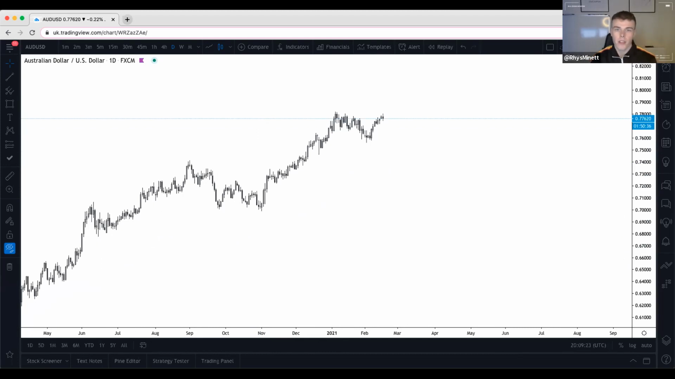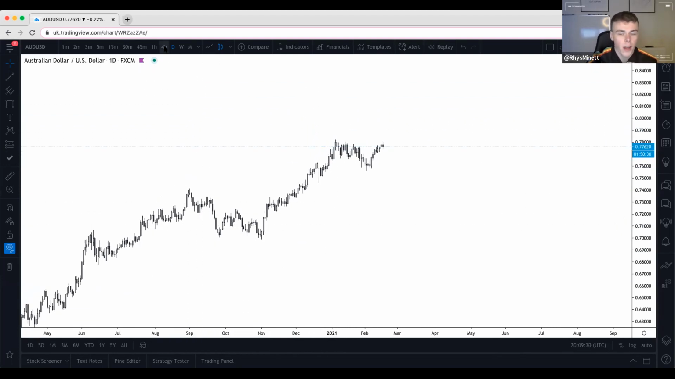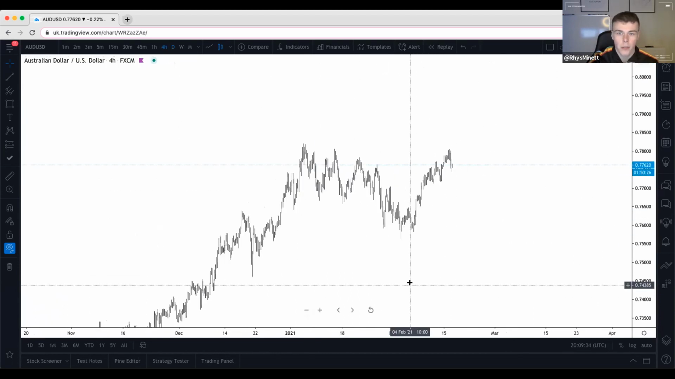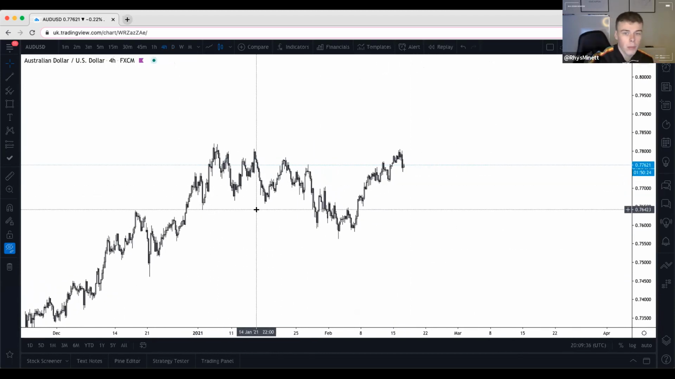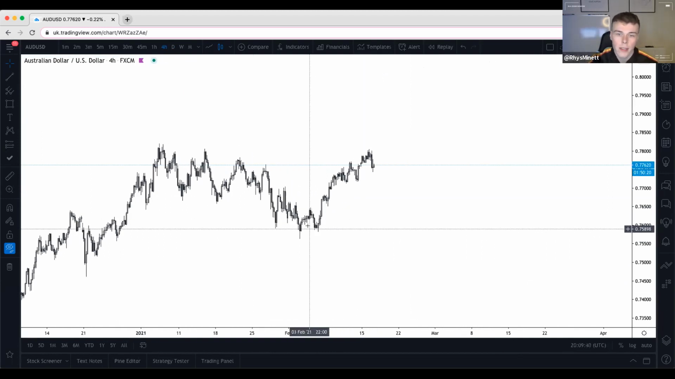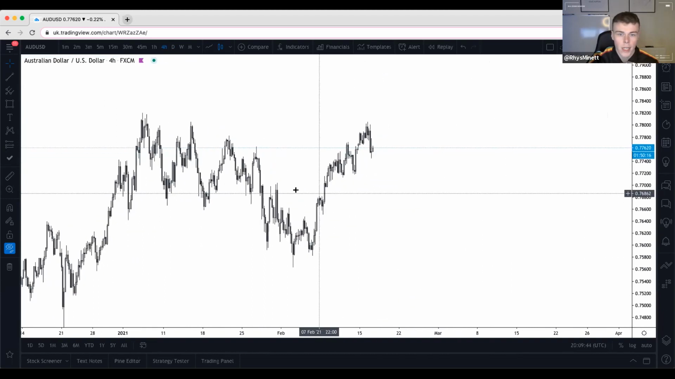Cool. So yeah, AUD USD is very bullish. We can see it's been bullish for a long time. When you start breaking down the time frames, we can see again it's very bullish. We've had a big pullback in terms of the 4-hour chart, and then what we're doing recently is pushing higher, and we've also broke structure within this range.